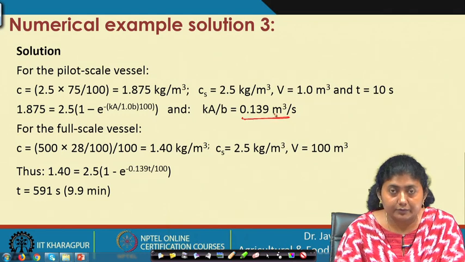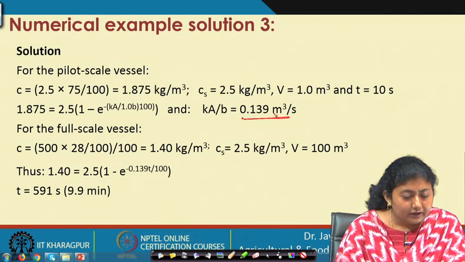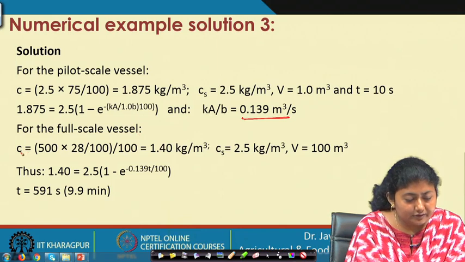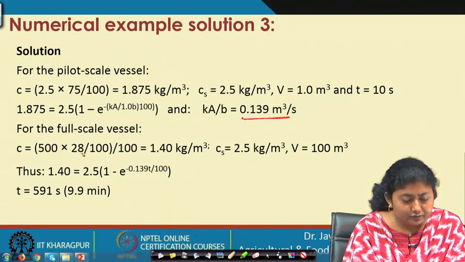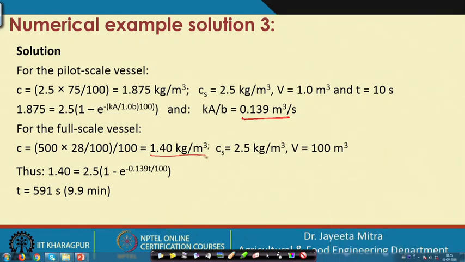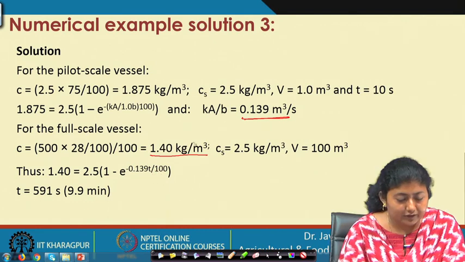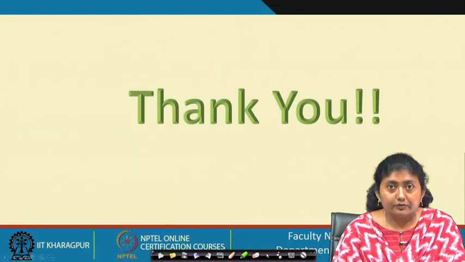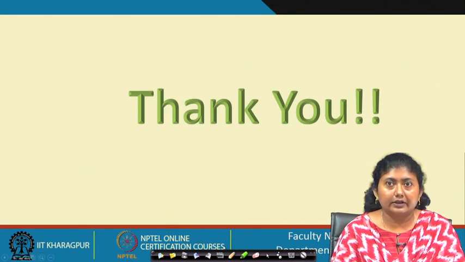This ratio was required because it is not given in the question. For the full scale vessel, the concentration C will be 500 into 28 into 100 by 100, so the concentration is coming to 1.40 kg per meter cube. Cs is 2.5 kg per meter cube, V is 100 meter cube. If we try to get the time required, it will be 9.9 minutes, just by putting the value of k by b in this equation. So, we will stop here and we will continue in the next class. Thank you.